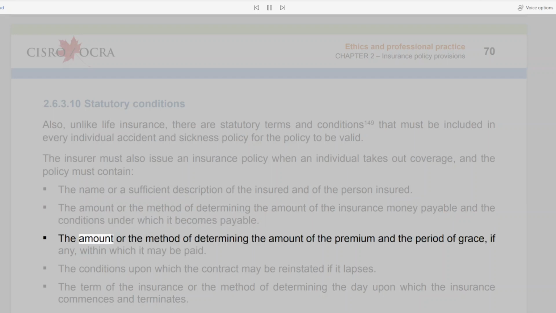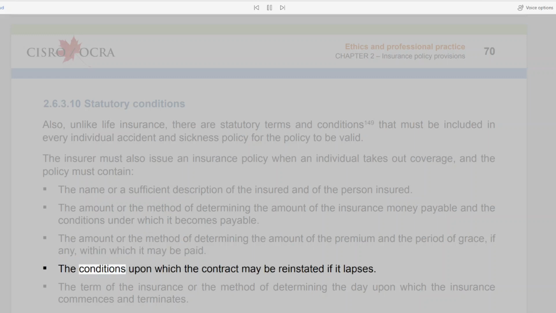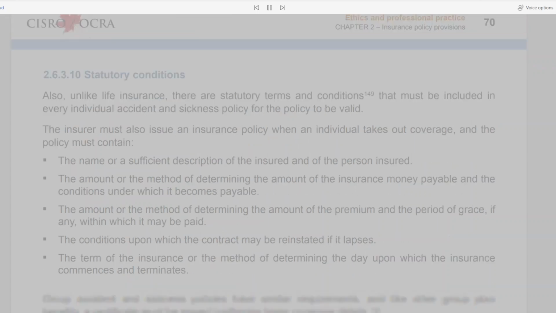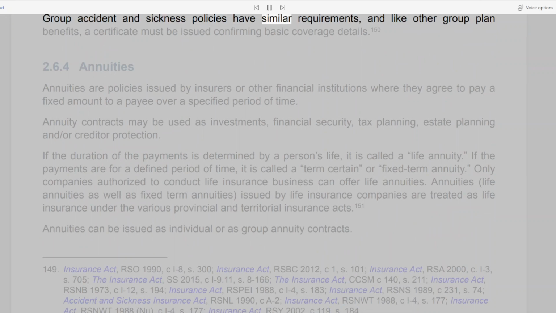the amount or the method of determining the amount of the premium and the period of grace, if any, within which it may be paid; the conditions upon which the contract may be reinstated if it lapses; the term of the insurance or the method of determining the day upon which the insurance commences and terminates. Group accident and sickness policies have similar requirements, and like other group plan benefits, a certificate must be issued confirming basic coverage details. 150.